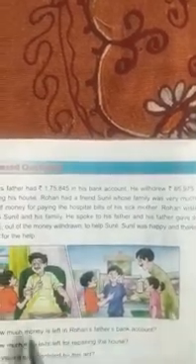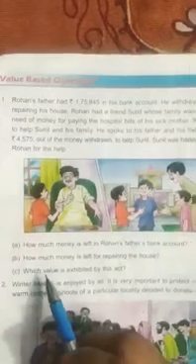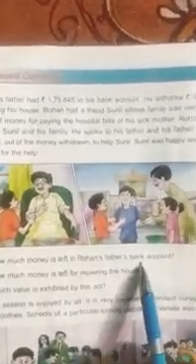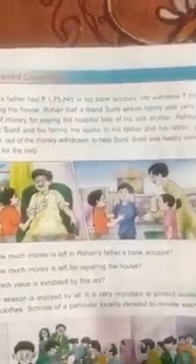So, this is a story, a moral story, children. So, let's start. There are a few questions. Let's deal with the question. How much money is left in Rohan's father's bank account? So, let us solve this question.